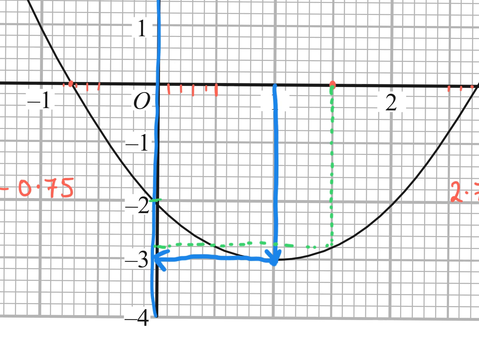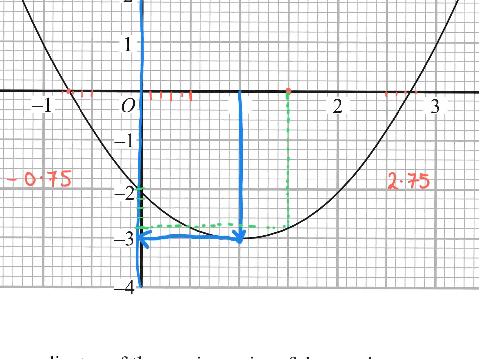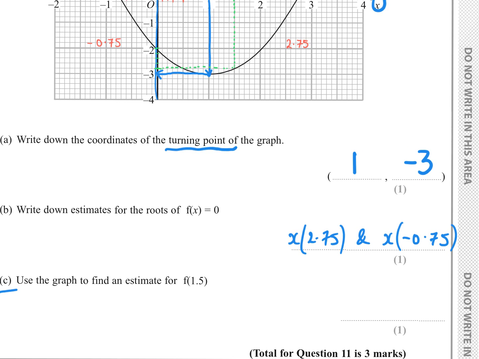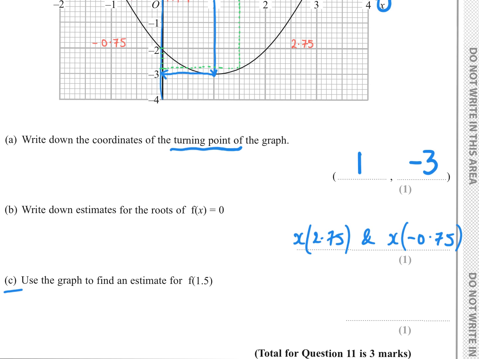So we've got -2. Now on the y-axis it's not going up in 0.1s, it's going in 0.2s, so -2.2, -2.4, -2.6, -2.8 would be my estimate to f takes on 1.5, or f of 1.5. So we said -2.8, didn't we? So we'd go -2.8. Okay, so the key word here is estimate. So don't worry too much, but show the examiner on your graph that you know what you're doing by using your ruler.